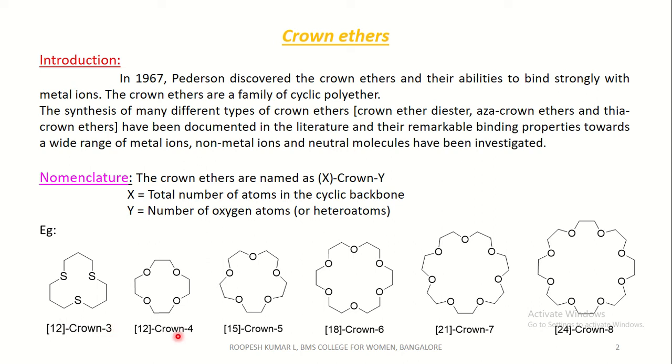And this is a 12 crown 4. There are 12 atoms overall, and there are 4 heteroatoms, that is 4 oxygen atoms. And this is 15 crown 5, this is 18 crown 6, this is 21 crown 7, and this is 24 crown 8. And these are all the general names of crown ethers.